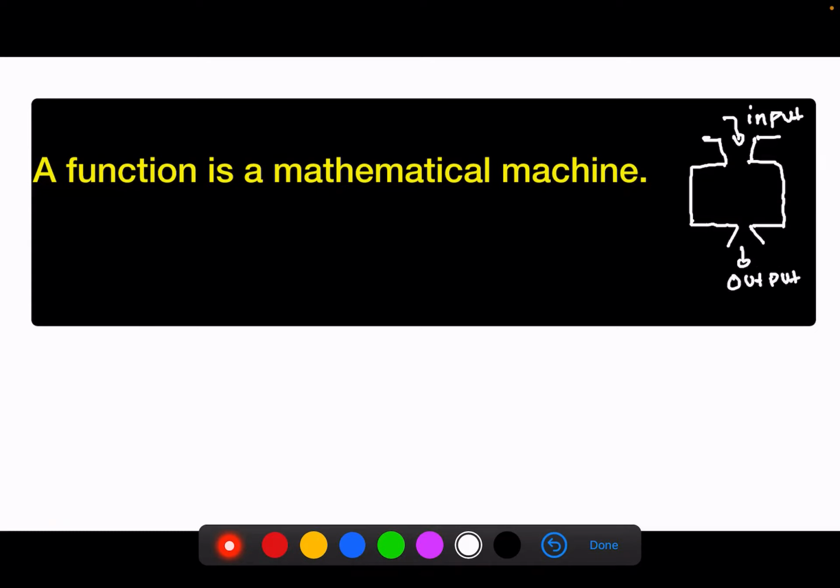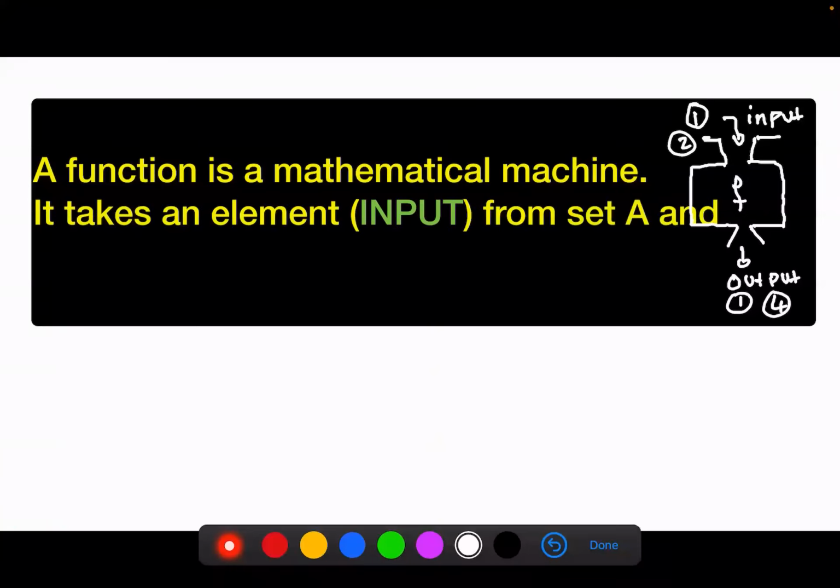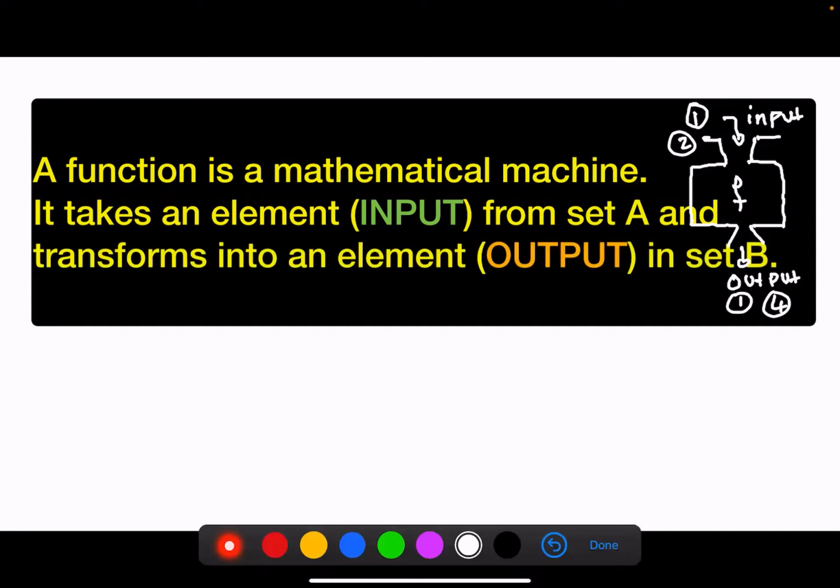And then उसके अंदर वो कुछ भी करेगा. So this function does something. Okay, maybe आपका function बहुत simple function हो सकता है, maybe squaring करके दे रहा होगा. Okay, so if you give number 1, it gets squared and then you get 1. If you give 2, it gets squared and then you get 4. So some kind of mathematical machine. Okay, so a function is a mathematical machine. It takes an element, okay, so उस element को आप input बोल सकते हो, from set A and transforms into an element in B.